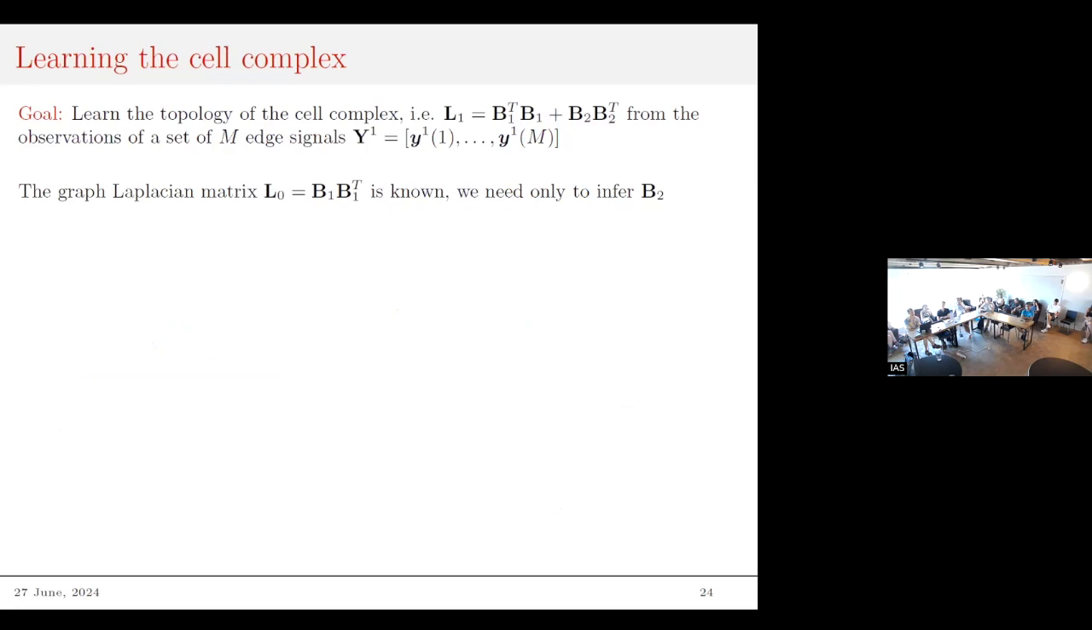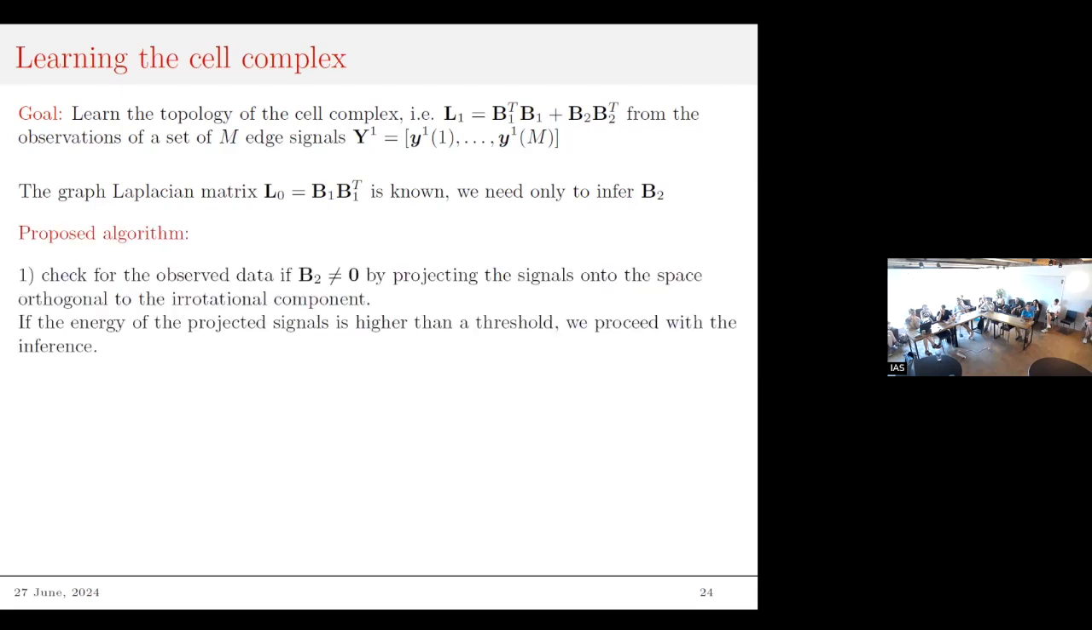How can we learn the topology of the cell complex? To learn the topology, we need to observe signal over the edge of the cell complex. We assume that the graph is given. If the graph is given, we need to learn only the second part of the first order Laplacian, B2 transpose. But the question is, we need to infer this second part. It depends on the data.